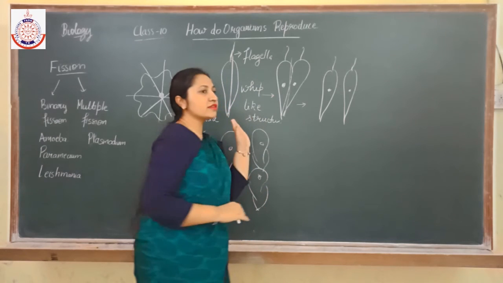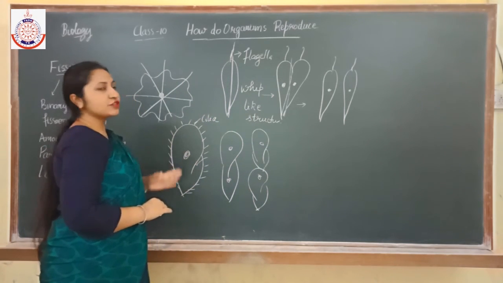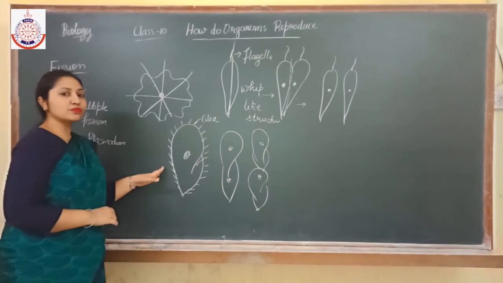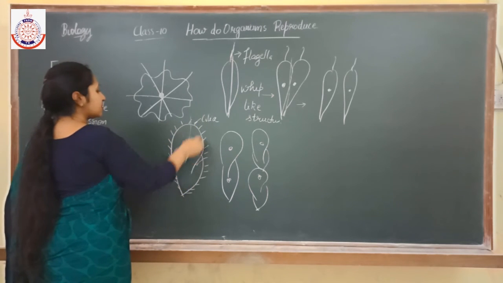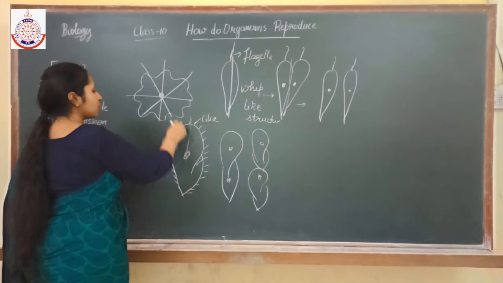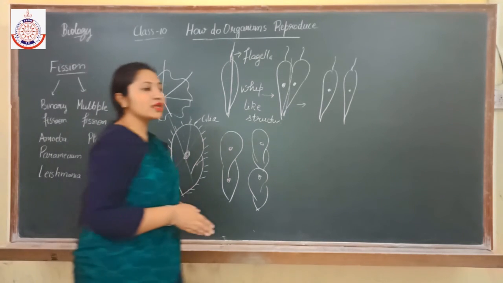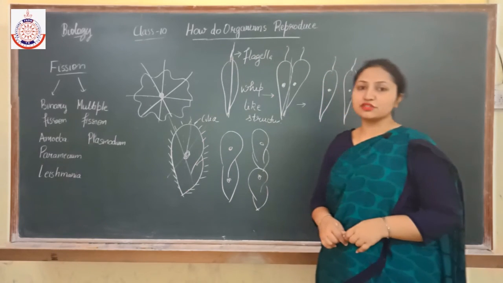And this question is very important: what is the manner of fission in the case of Leishmania? And in the case of Paramecium also, the fission occurs in any plane, from this plane also, from this plane also. Okay, so this is all about binary fission in amoeba, Paramecium and Leishmania.